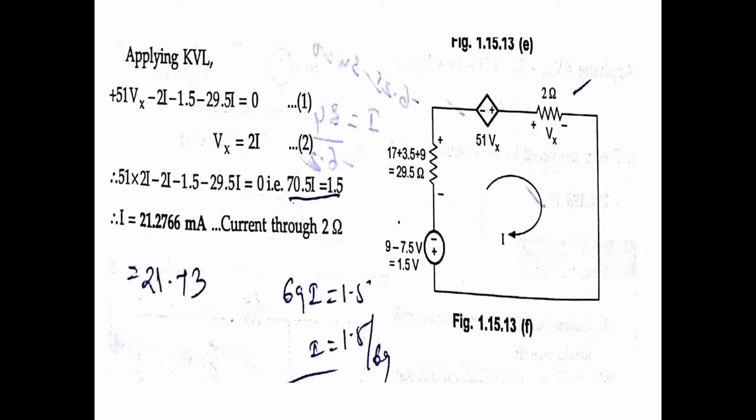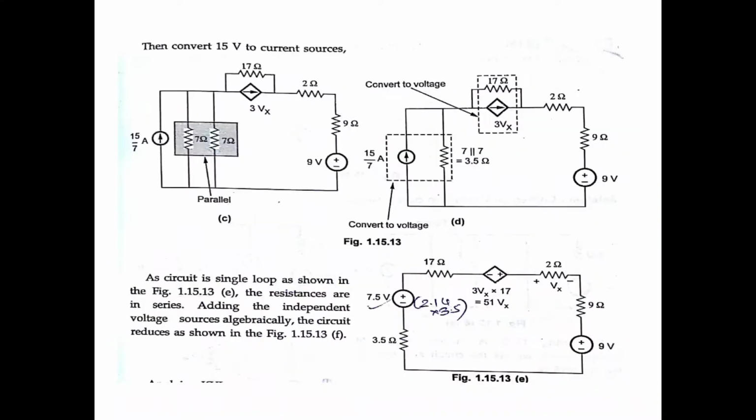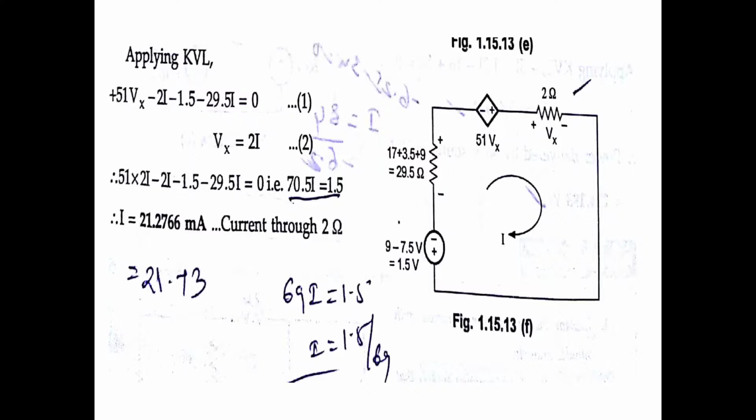Okay, next applying KVL to the entire circuit. Here 51Vx, minus to plus, plus to minus, minus 2i. Next minus 1.5, next minus 29.5i. How to get 29.5? Just from the previous: 17 plus 3.5 plus 9. All resistance values combined, they are in series because of the 9. Total is 29.5 ohm.